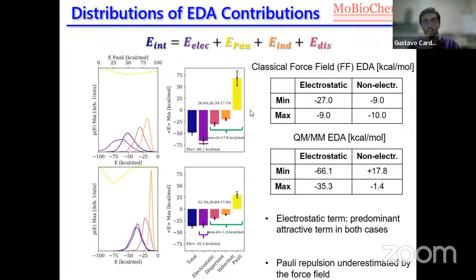This is actually something that Juanjo mentioned in his talk. The force field is not properly treating the Pauli repulsion part. And as you can see, in both of these cases, we have a rather large Pauli contribution, quantum mechanically, of course. Okay, with this, I would like to wrap up.